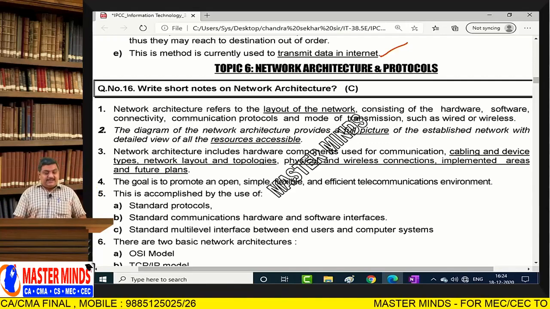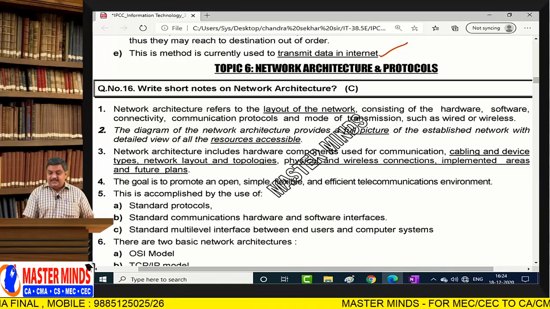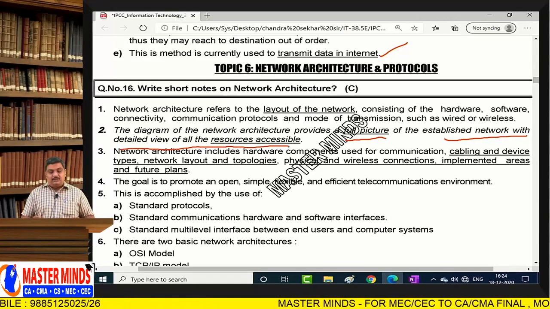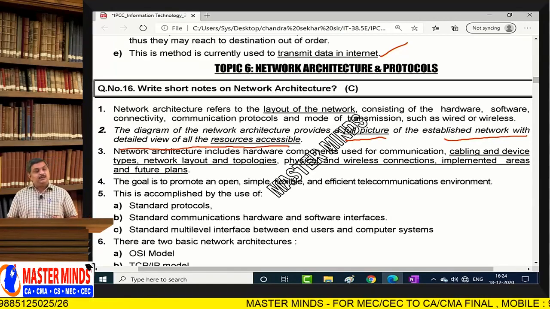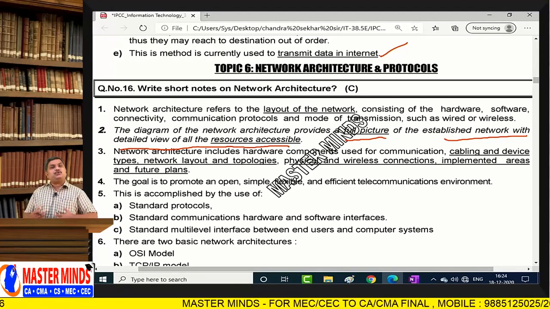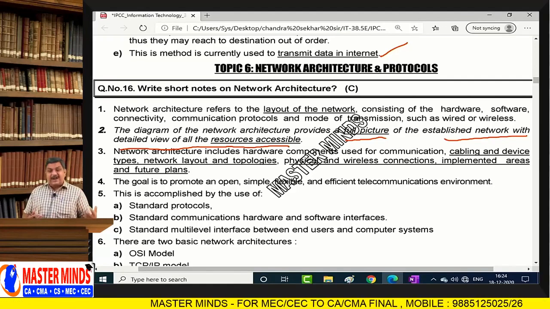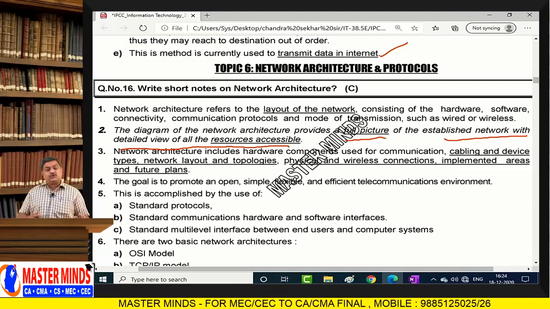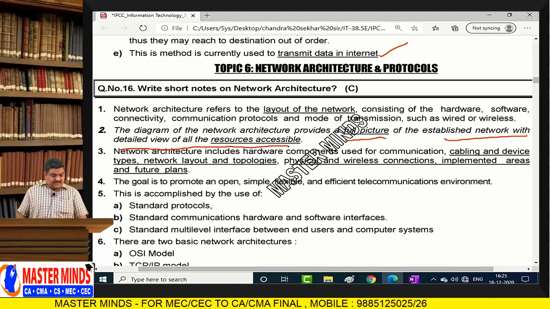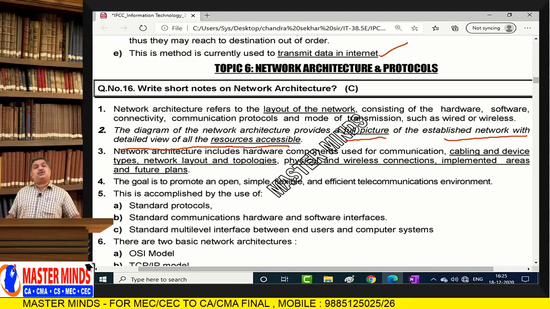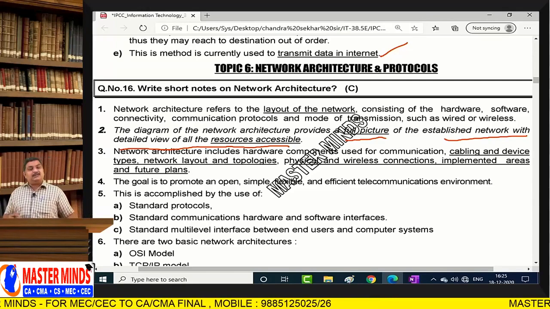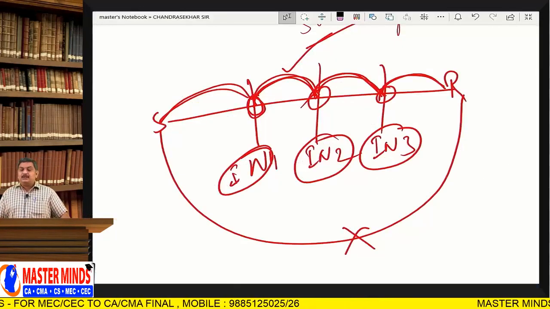Now, the diagram of network architecture provides a full picture of the established network with a detailed view of all the resources accessible. So, we want a complete picture, no? Because we actually want to know how data travels from source to destination, how it moves. For example, if you send a hello to your friend, you send a message called hello to your friend using WhatsApp or some other communication methodology.